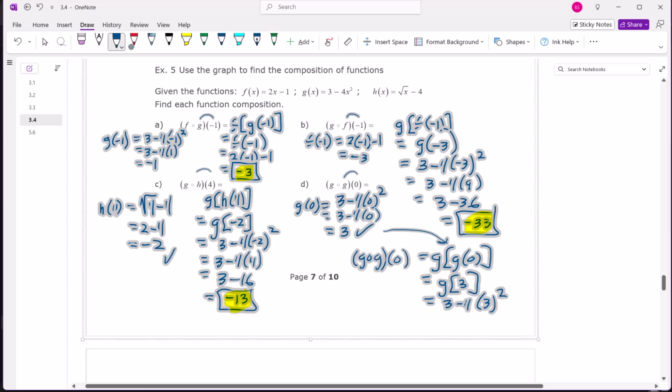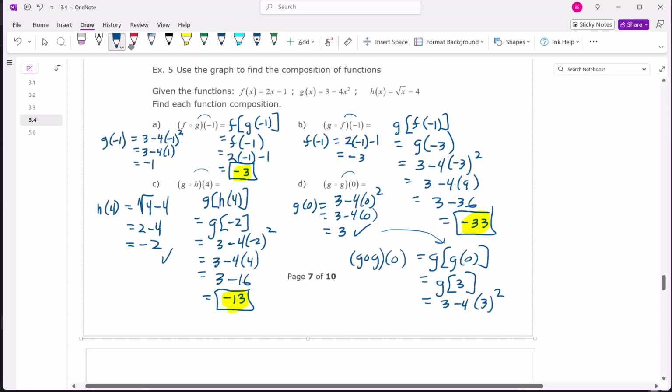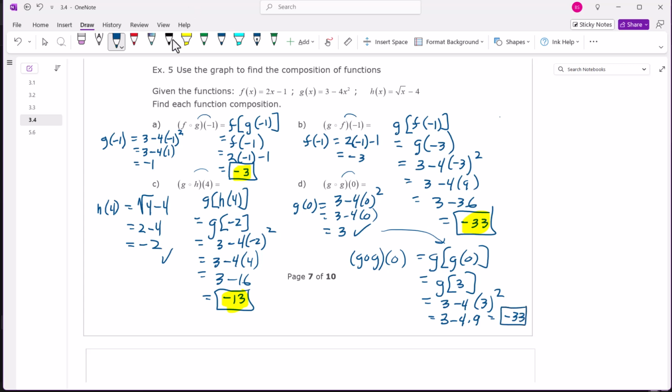And the 3 plugs into g, so we work out 3 minus 4 times 3 to the second. That's 3 minus 4 times 9, so that will end up being negative 33. Just a coincidence that it had the same answer as problem B. That's coincidental. Okay, so that is it.